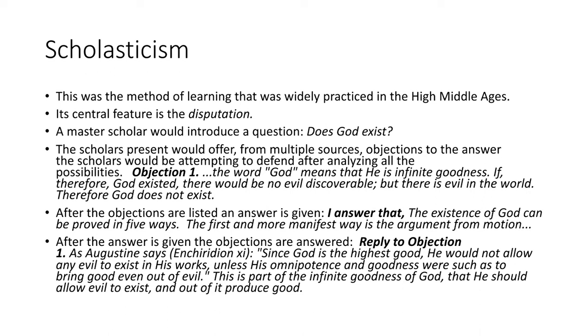After he gave his answer to the question, he would answer the objections. That would be the last section of the disputed question. And the answer is given to the objection. So here it is. This is the reply to objection 1. As St. Augustine says, since God is the highest good, he would not allow any evil to exist in his works, unless his omnipotence and goodness were such as to bring good even out of evil. This is part of the infinite goodness of God, that he should allow evil to exist and out of it produce good. And only God can do that. He goes on to a deeper understanding of that idea.